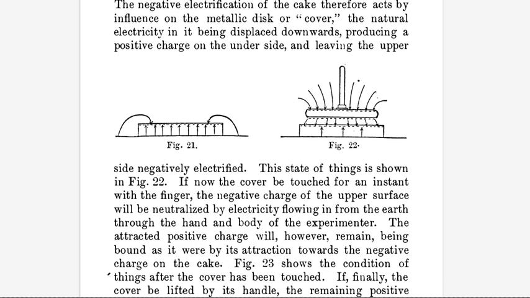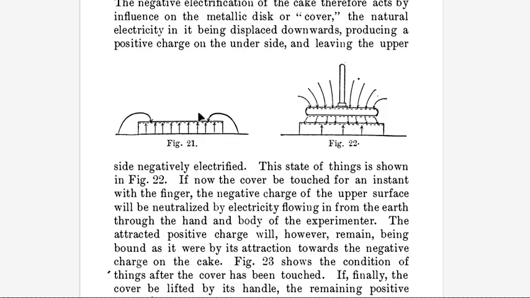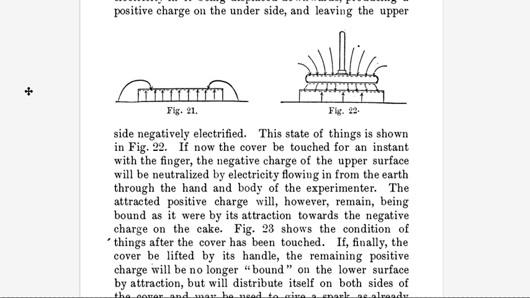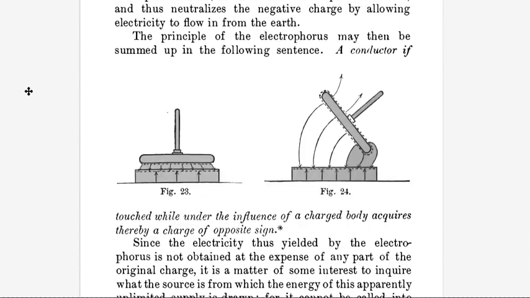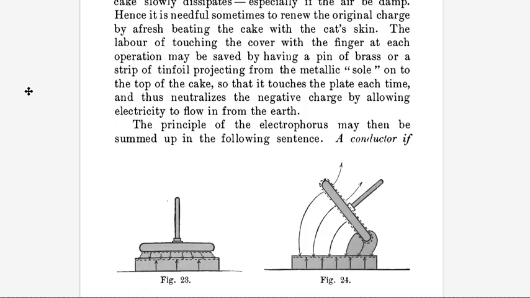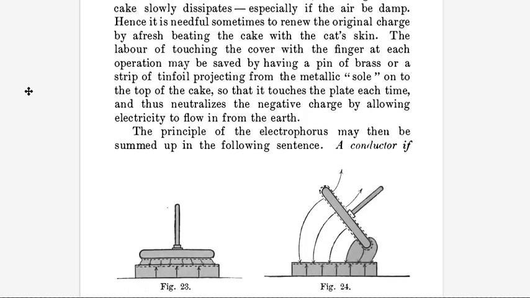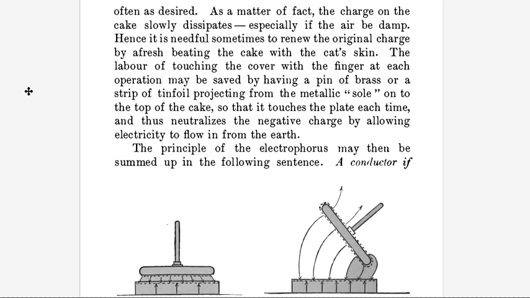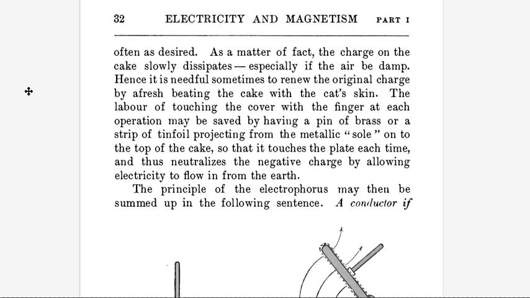If now the cover be touched for an instant with the finger, the negative charge of the upper surface will be neutralized by electricity flowing in from the earth through the hand and body of the experimenter. The attracted positive charge will, however, remain, being bound as it were by its attraction towards the negative charge on the cake. Figure 23 shows the condition of things after the cover has been touched. If, finally, the cover be lifted by its handle, the remaining positive charge will be no longer bound on the lower surface by attraction, but will distribute itself on both sides of the cover, and may be used to give a spark, as already said.